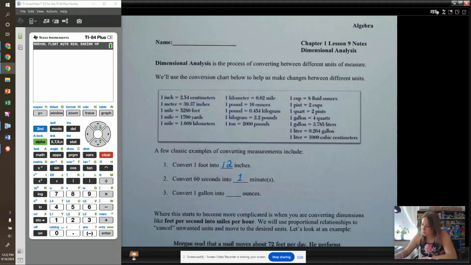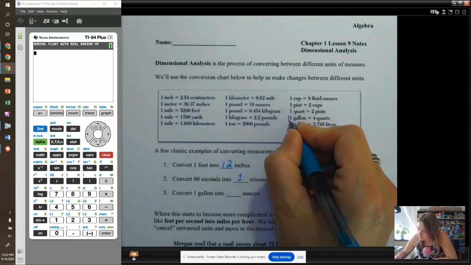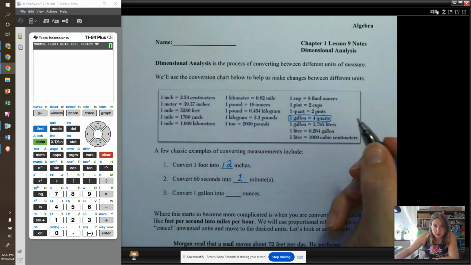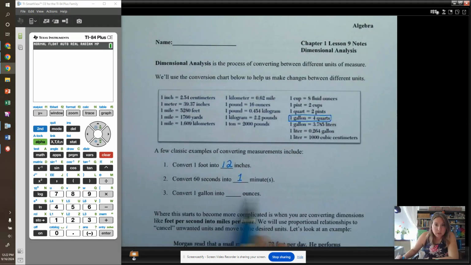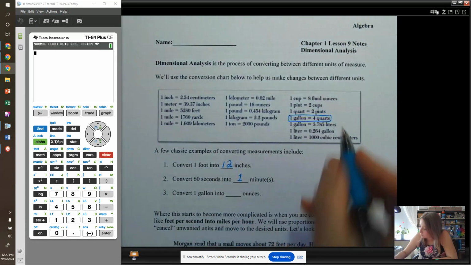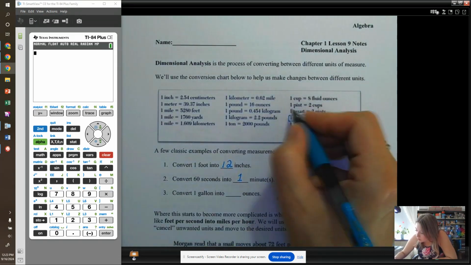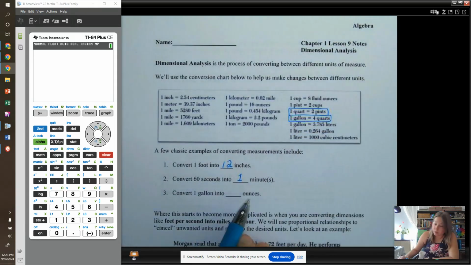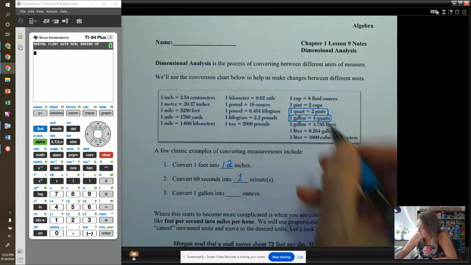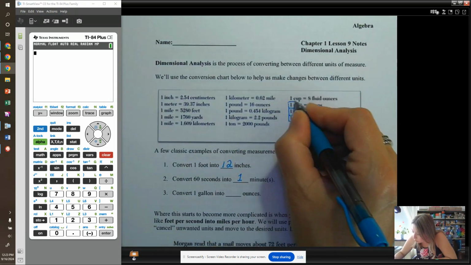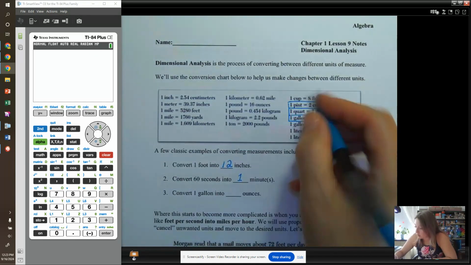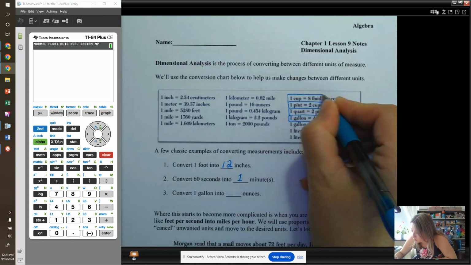So what do we say? Okay, up to this list, here's 1 gallon. It's the same as 4 quarts. We need ounces, so we're looking for ounces. What's 1 quart worth? Well, 1 quart is worth 2 pints. That's still not ounces. Now let's look at 1 pint, which is worth 2 cups. Still not ounces. And last but certainly not least, 1 cup is 8 fluid ounces.